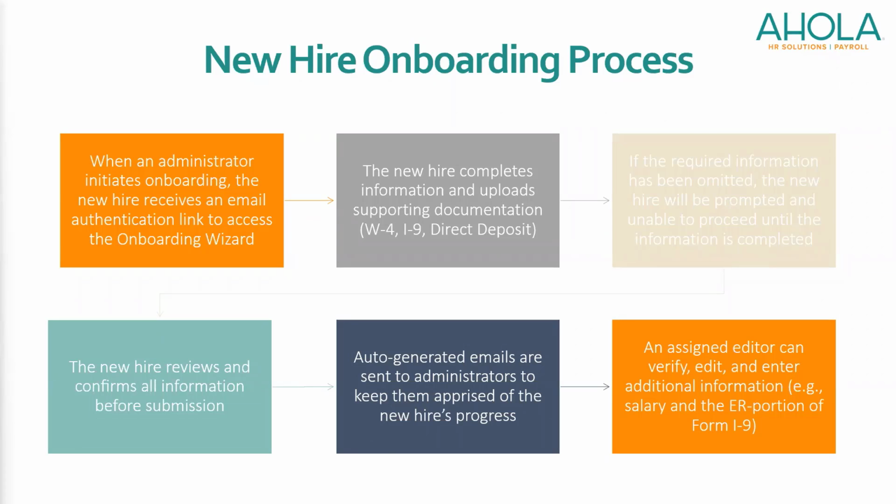If the required information has been omitted, the new hire will be prompted and unable to proceed until they have completed all required information for onboarding. The new hire reviews and confirms all information before submission. Auto-generated emails are sent to administrators to keep them apprised of the new hire's progress once they've submitted onboarding. And then an assigned administrator can verify, edit, and enter additional information, for example, salary information and the employer portion of the Form I-9.